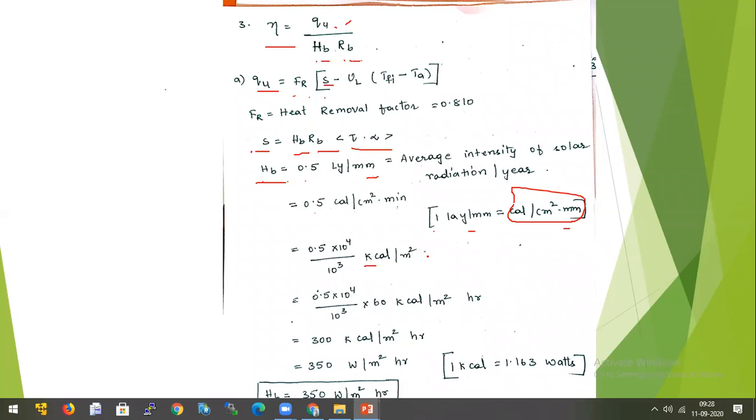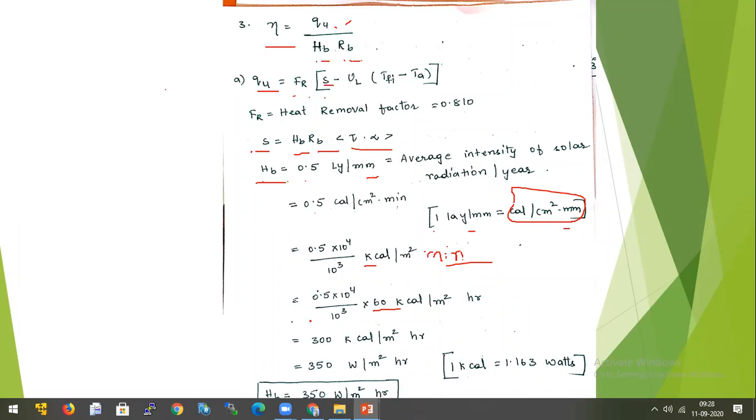And I have to write minutes also. I forgot it. In minutes only it is there. And these minutes should be converted into hours again. So for converting minutes into hours, I am taking into 60 here. So 0.5 into 10 power 4 by 10 cube into 60. So total this can be written as kilocalories per meter square hours.